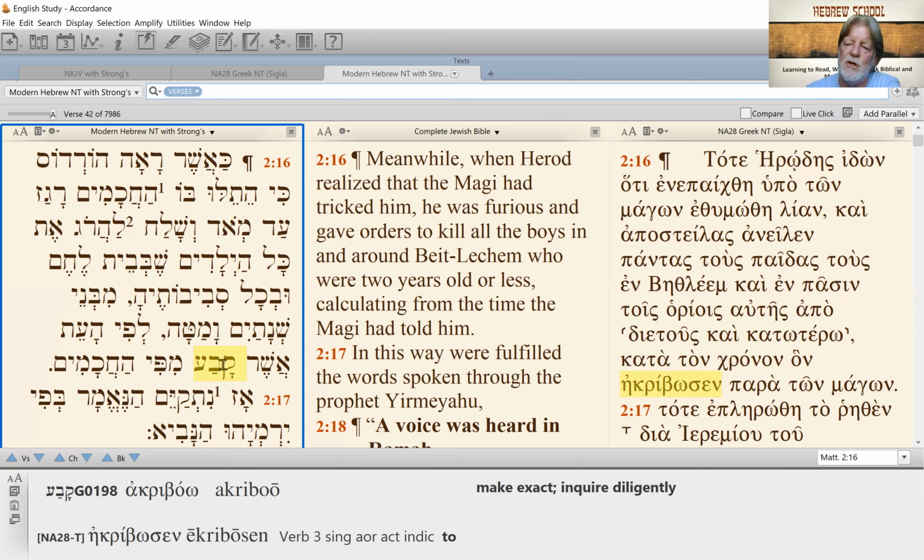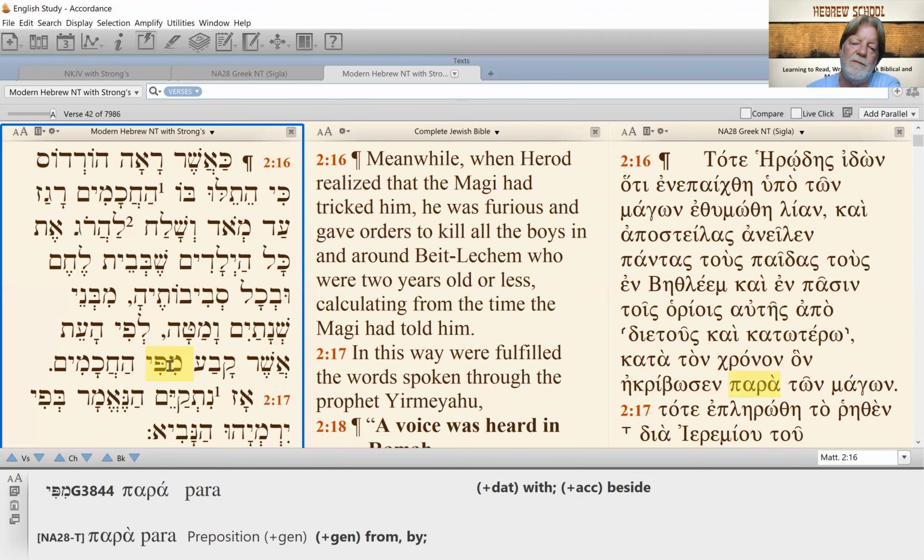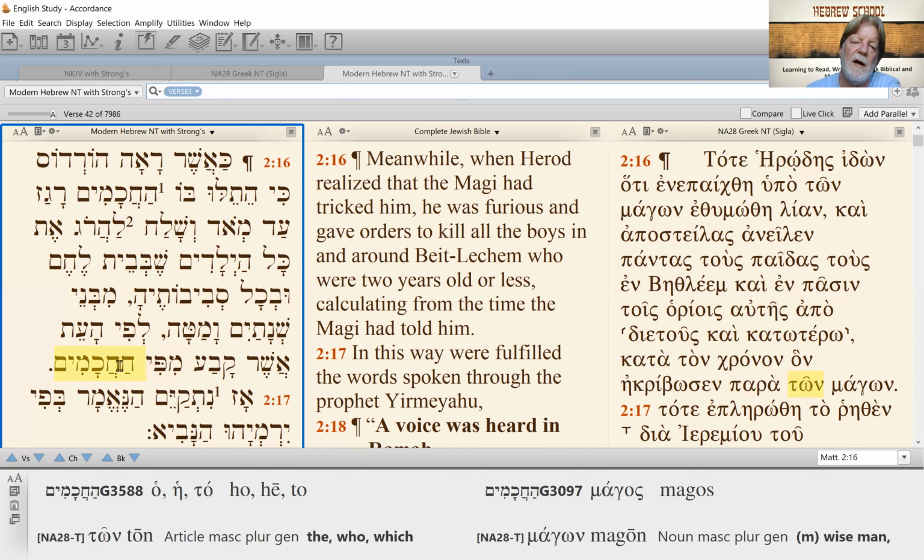Kava. And here again, kava is one of those terms that means to inquire diligently and investigate thoroughly. Mipi, from the mouth of ha-hochamim. So what did Herod learn from the mouths of the hochamim, the wise men, the magi? It was that they had been following that star for 2 years. The star rose 2 years ago. And so Herod uses that 2-year time frame to make sure he gets every potential child that they were wanting to worship.